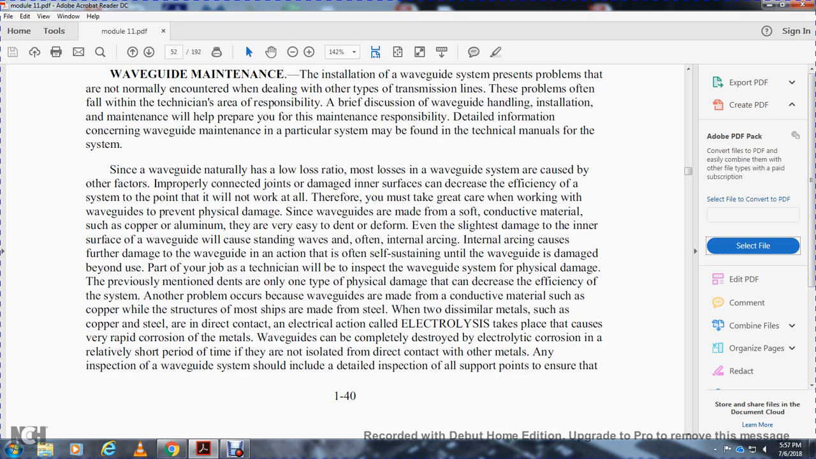Part of the job of the technician will be to inspect the waveguide system for physical damage of the previously mentioned types. Not only one type of physical damage can decrease the efficiency of the system.